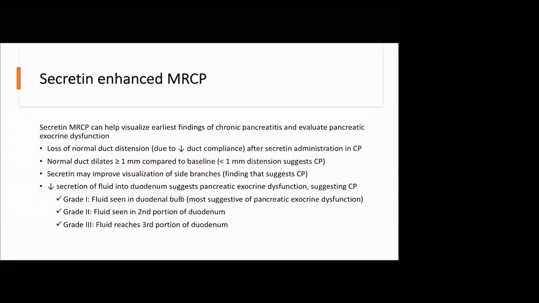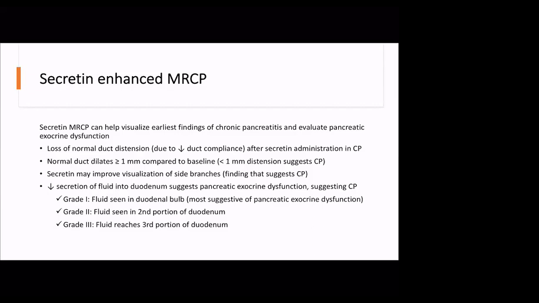Used nowadays is the secretin enhanced MRCP for functional evaluation of chronic pancreatitis. Secretin MRCP can help to visualize the earliest findings of chronic pancreatitis and evaluate pancreatic exocrine dysfunction. Loss of the normal duct distension due to decreased duct compliance after secretin administration is diagnostic of chronic pancreatitis. Normal duct عادة dilates more than 1 millimeter compared to the baseline after administration of secretin. The secretin may also improve visualization of the side branches, which are, إذا شفناها, suggestive of chronic pancreatitis.